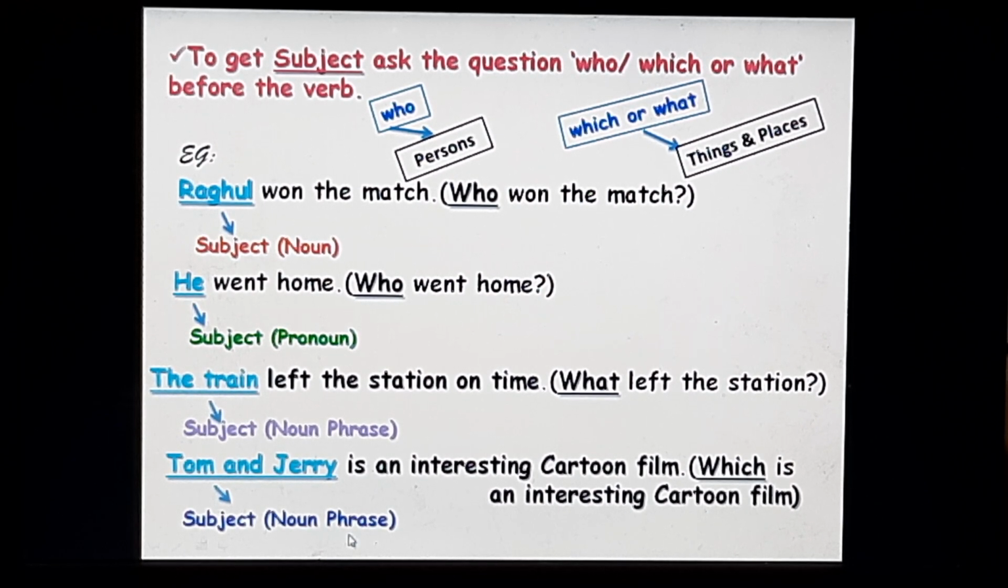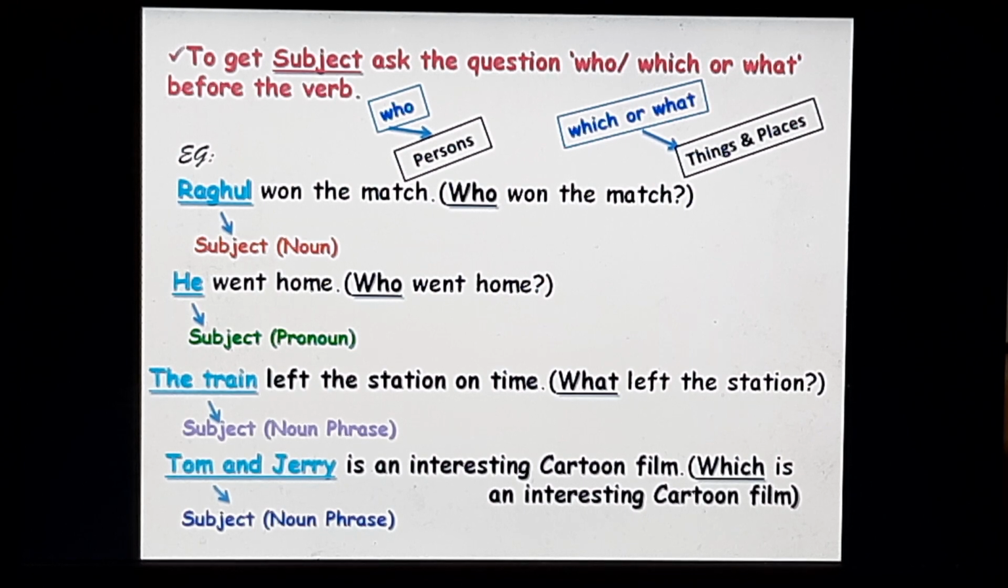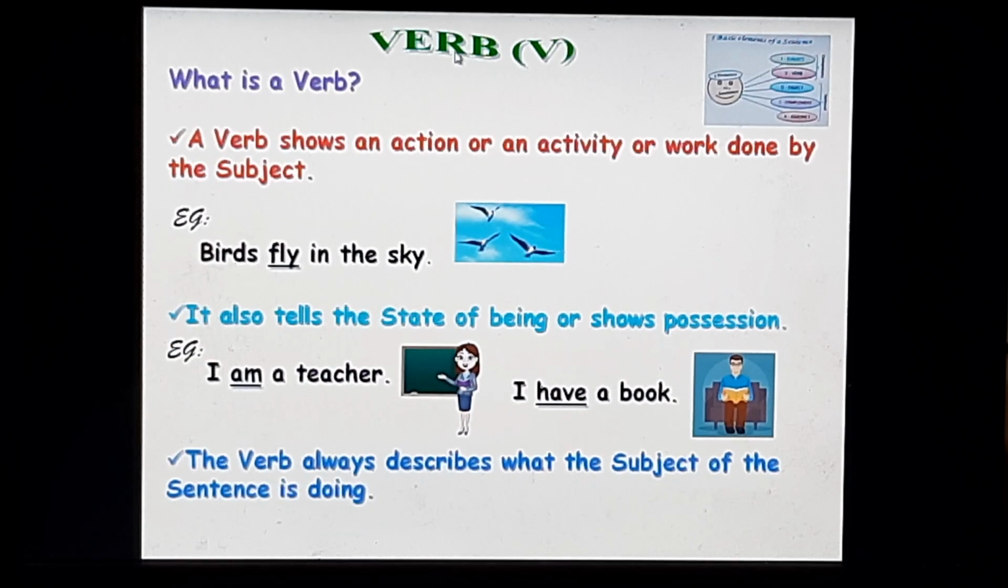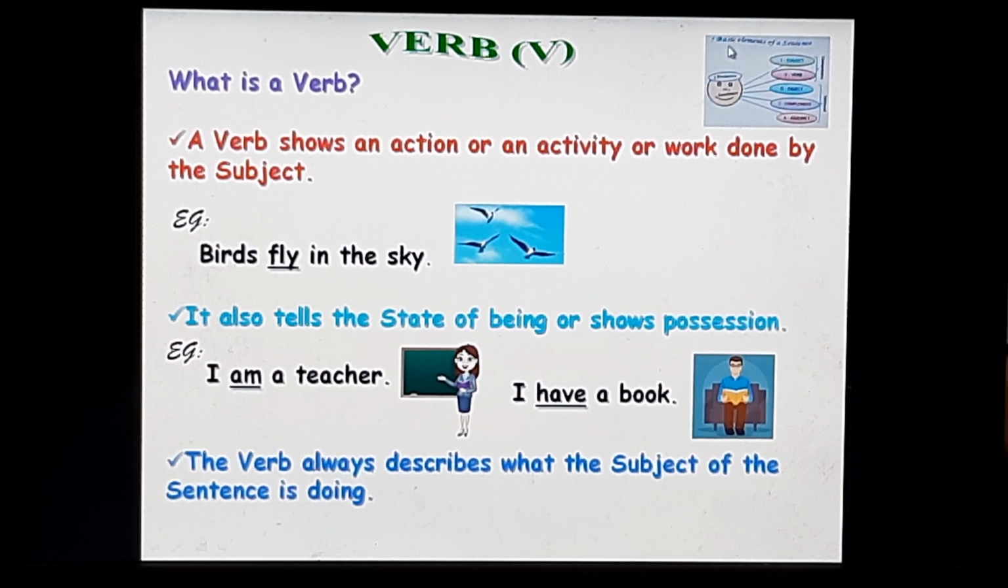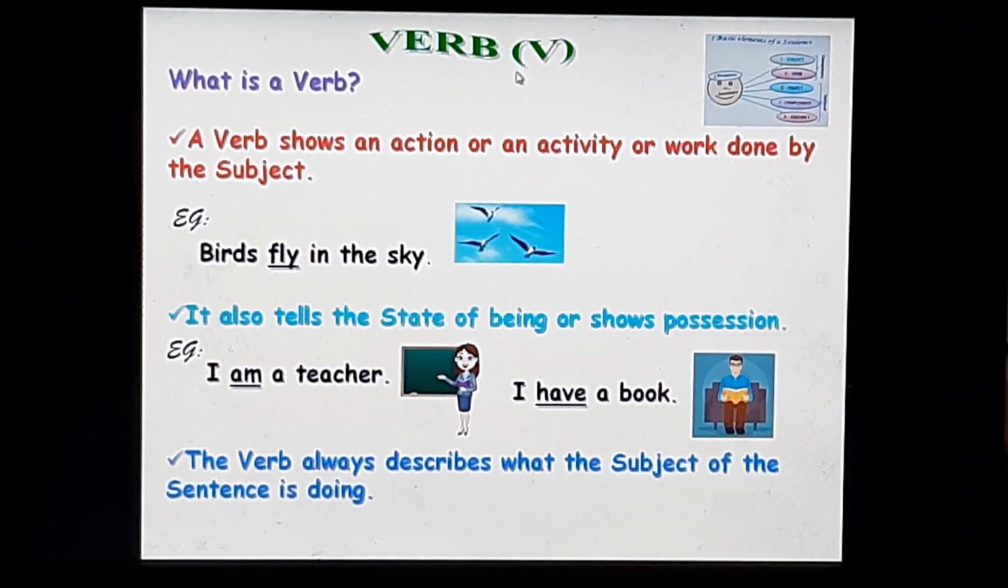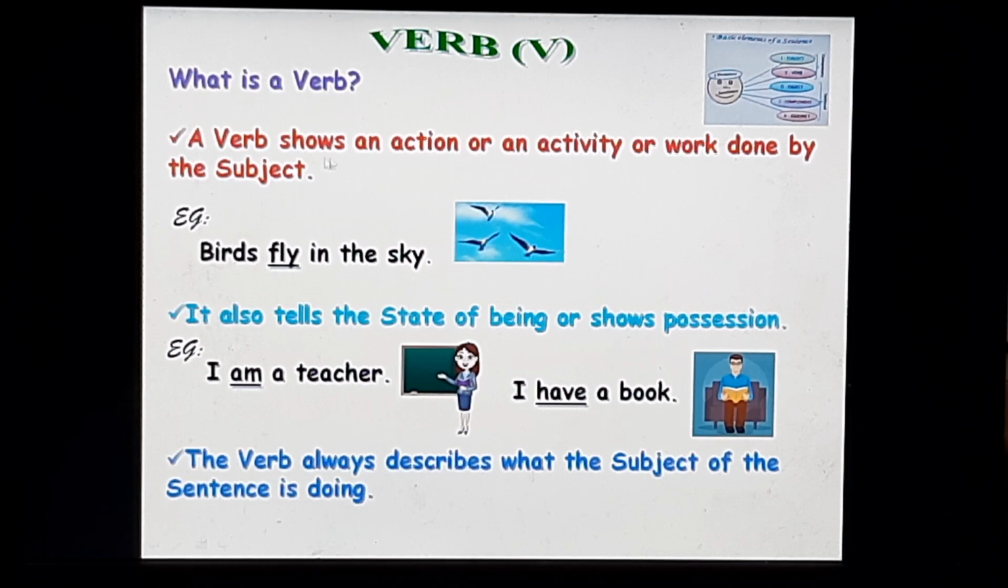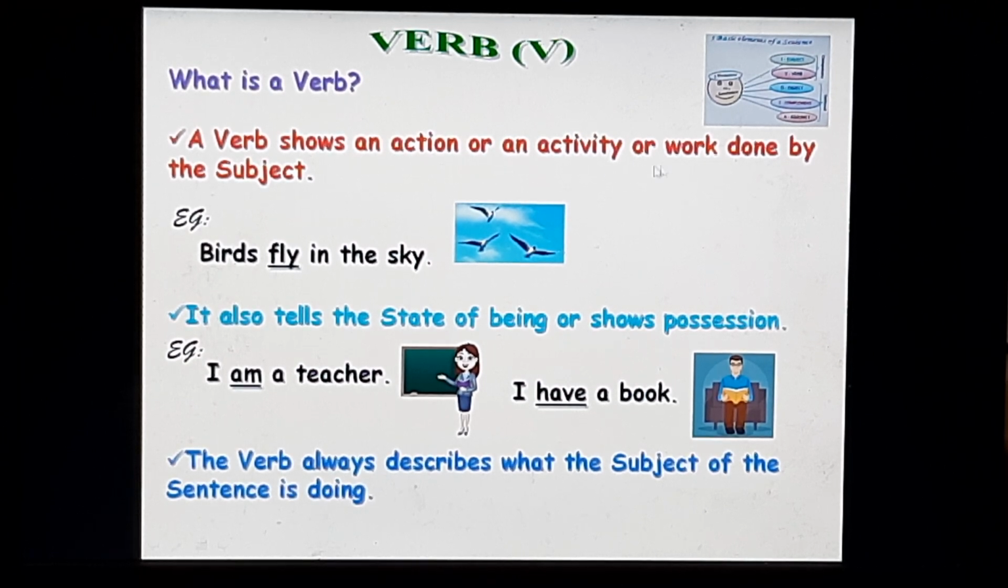So I hope you have understood subject, children. We shall move on to the verb now. The verb is the second most important basic element in a sentence. It is denoted by the letter V. What is a verb? A verb shows an action or an activity or work done by the subject.